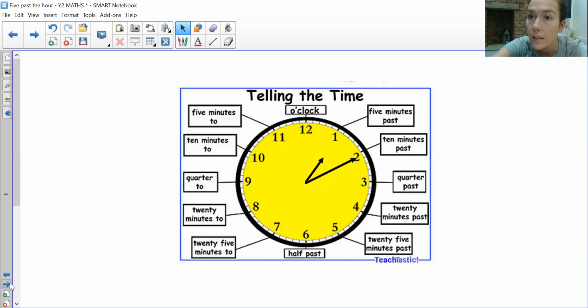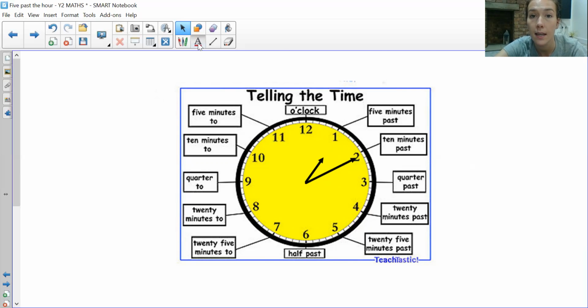So on this clock, I have got for you the hour hand is on the 1 and the long minute hand is on the 2. However, I've made these a little bit easier and I've left the labels on, the explanations for you. So what do you think this time is going to be? Have a think. So we've got the hour hand on 1, the long minute hand on the 2. So that time is going to be 10 past 1 or 1:10.